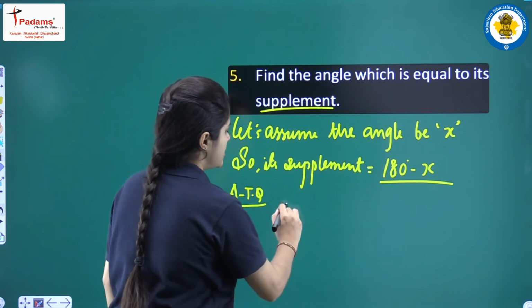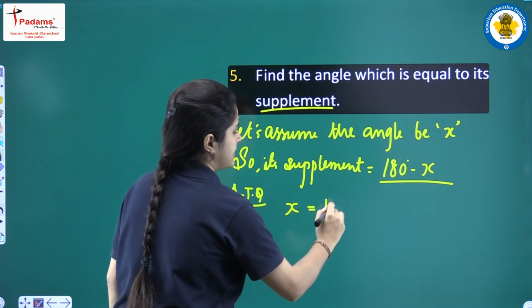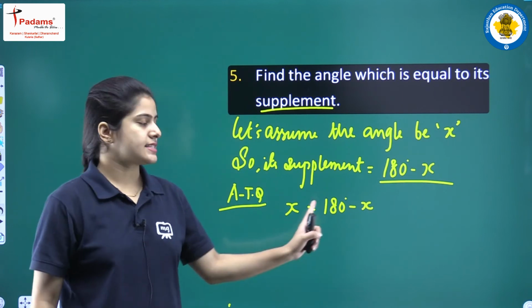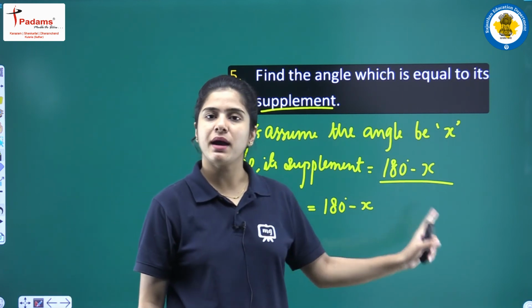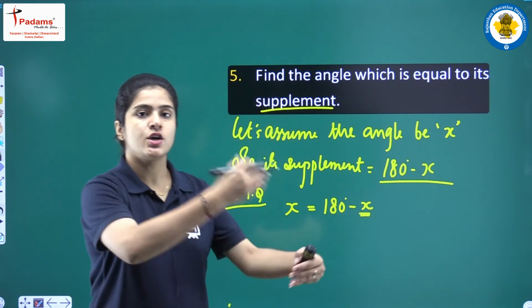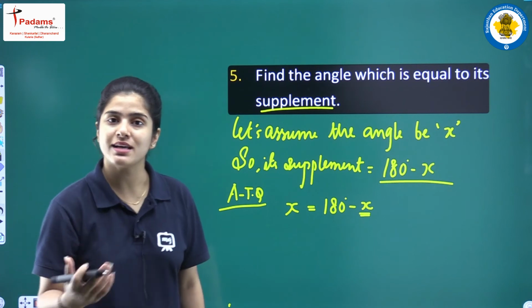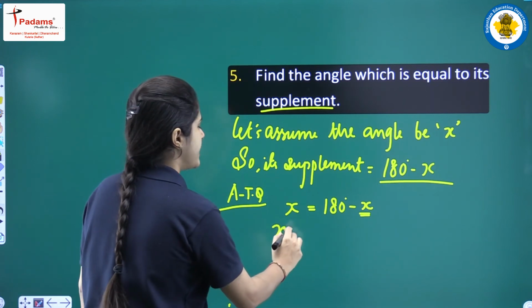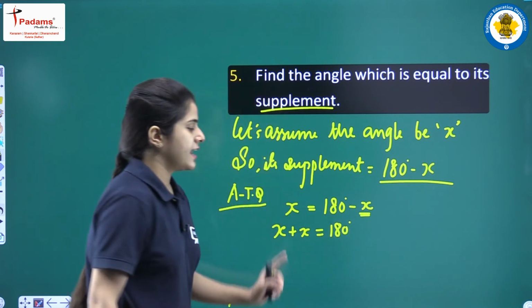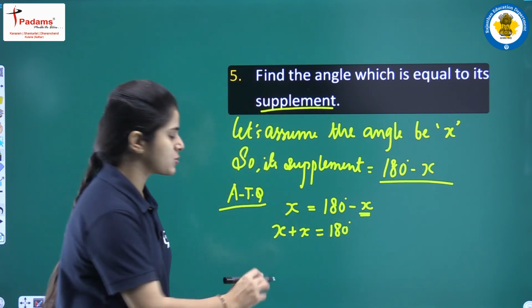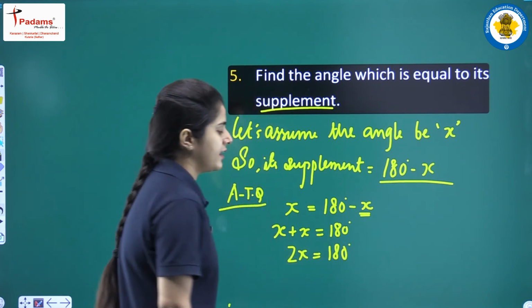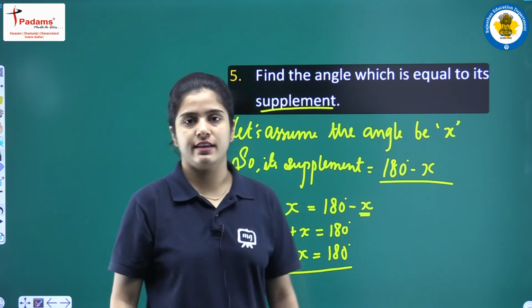So the angle should be equal to its supplement, that is 180 degree minus x, okay students. Now this is x, which is equal to 180 degree minus x. So you have to transpose this x from RHS to LHS by making it plus x. So x plus x is equal to 180 degree, right? x plus x is equal to 2x, students. This 2x is equal to 180 degree.